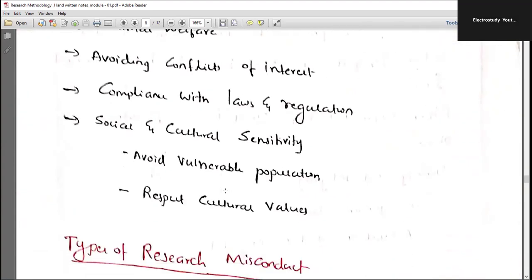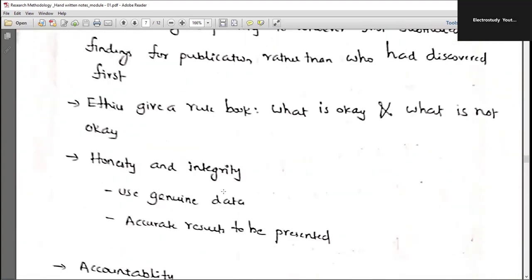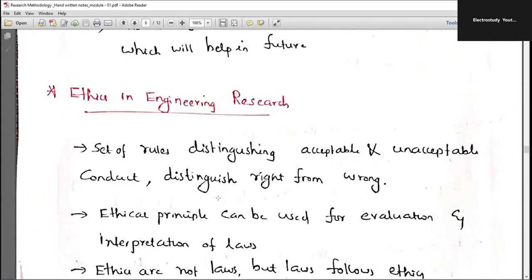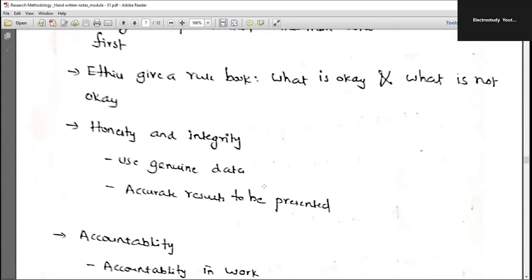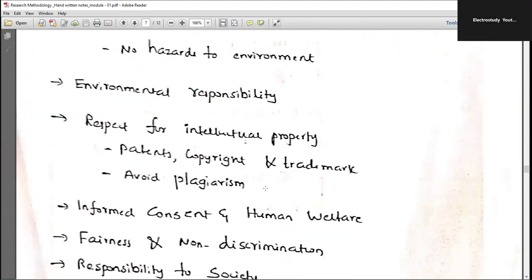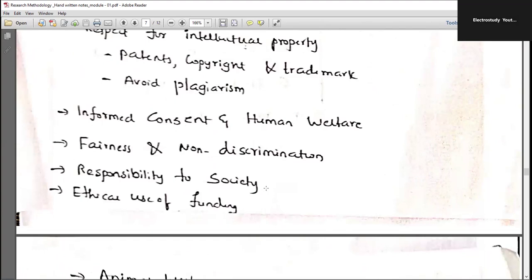So you have to talk briefly about what is ethics in engineering research, the importance of ethics to avoid misconduct. There are so many types of misconduct existing. So how to overcome those misconducts? Talk about environmental responsibility and fairness.